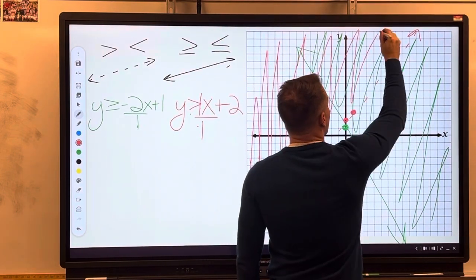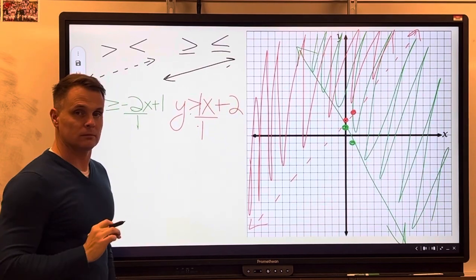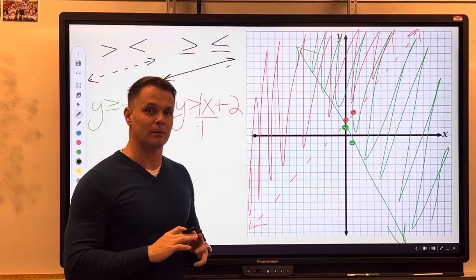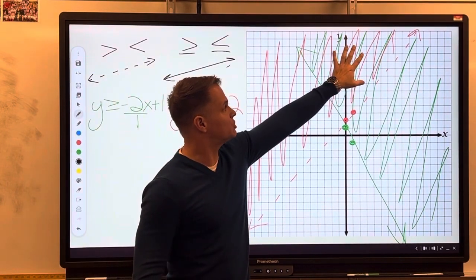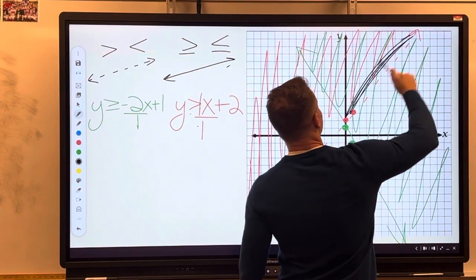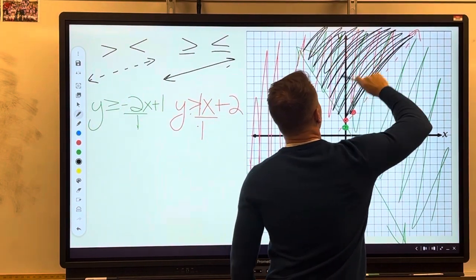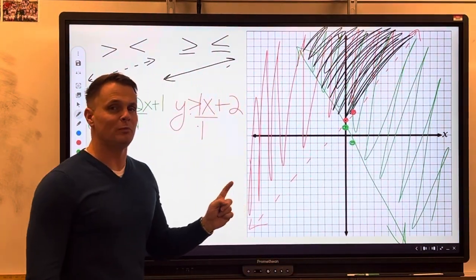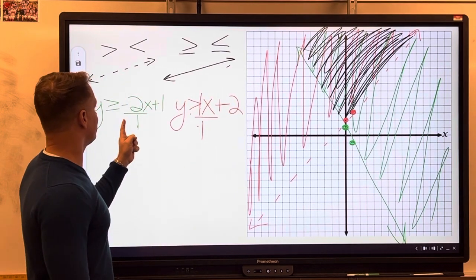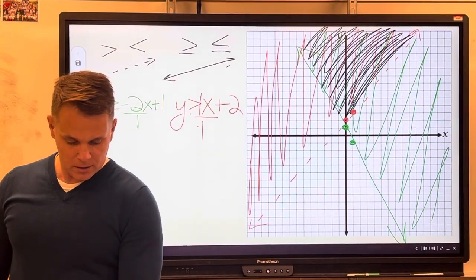Now we're looking for where both colors overlap, where the green and the red overlap. And that you can see is right up here. I'm going to color that in black. This area, this region right here, any point you pick from that region will make the green one and the red one true at the same time.